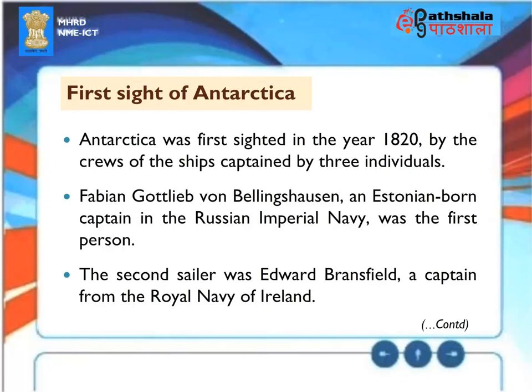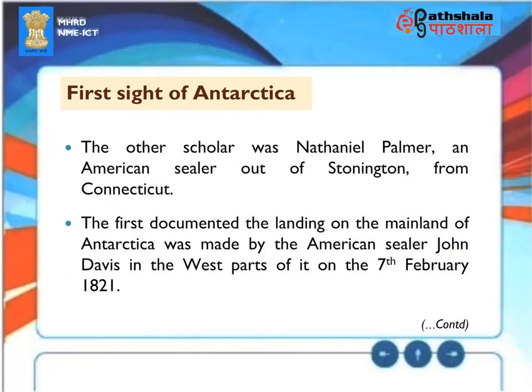Antarctica was first sighted in the year 1820 by the crews of the ships captained by three individuals. Fabian Gottlieb von Bellingshausen, an Estonian-born captain in the Russian Imperial Navy, was the first person. The second sailor was Edward Bransfield, a captain from the Royal Navy of Ireland. The other was Nathaniel Palmer, an American sealer out of Stonington, Connecticut.